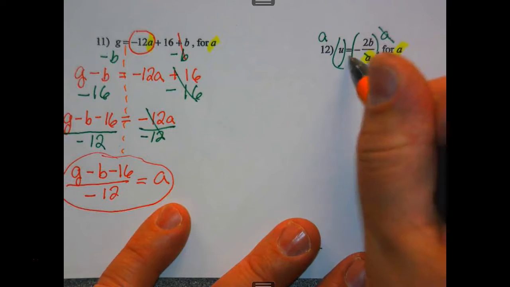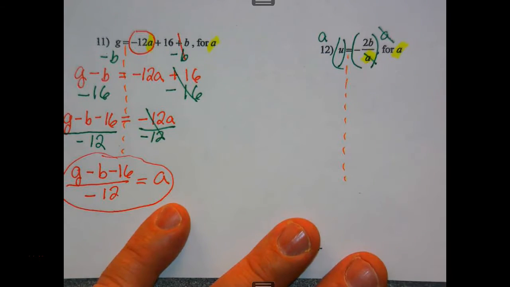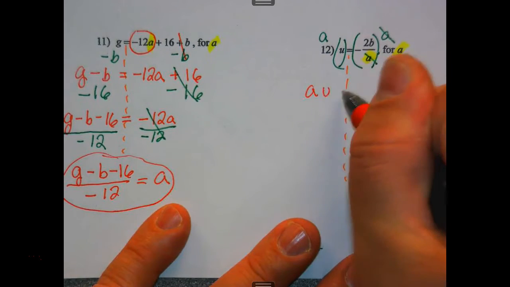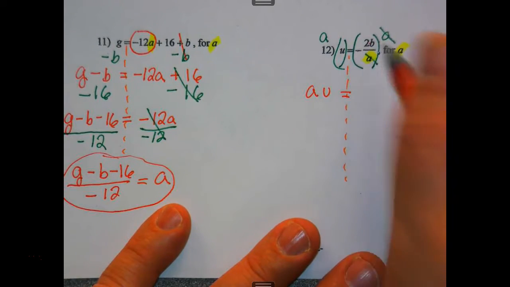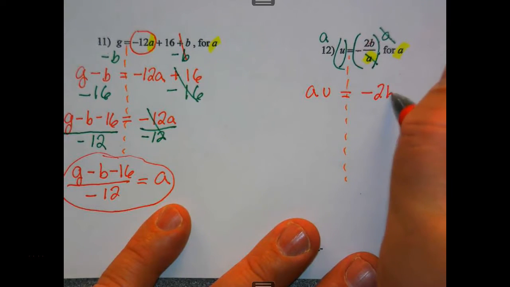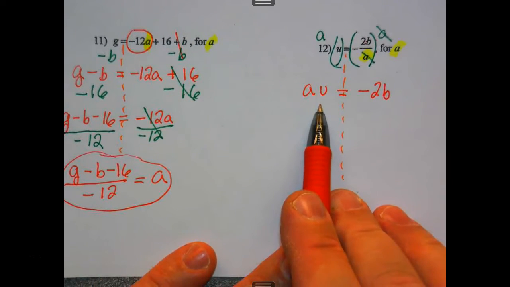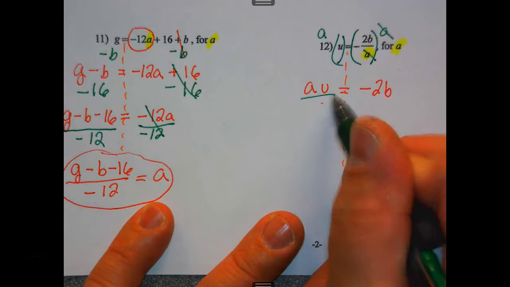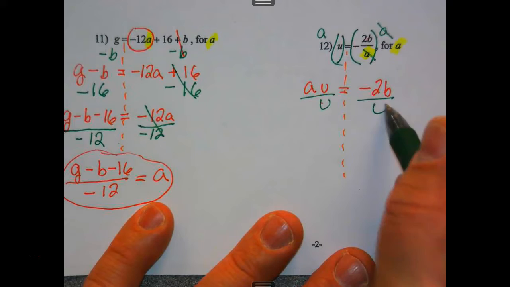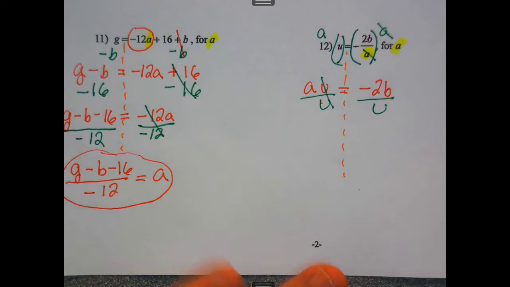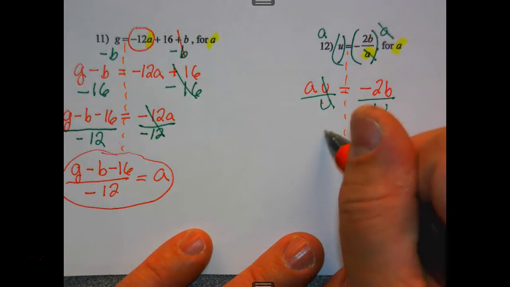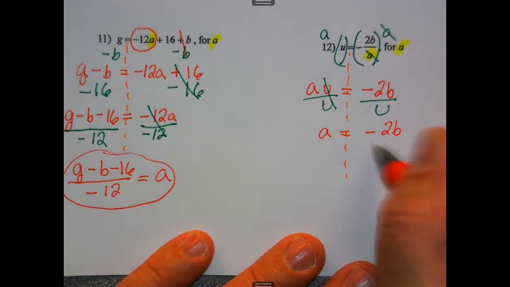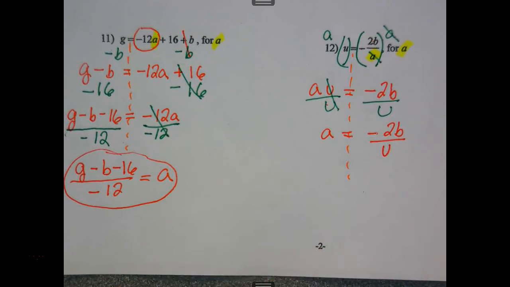And I get a times u equals negative 2b. Now I'm going to get rid of the u, so I'm going to divide by u. Now I get my a by itself. And on the right-hand side, I get negative 2b divided by u.